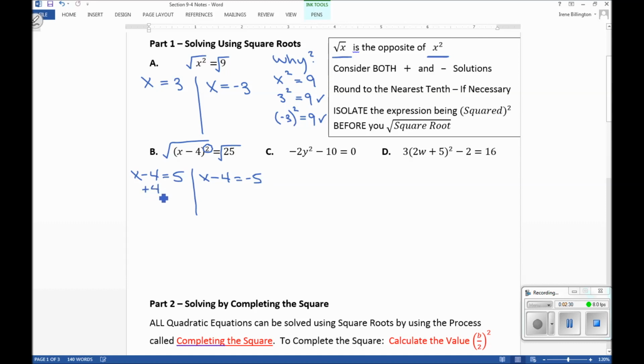Solve your solutions. Add 4 to each side. So x is equal to 9. And x is equal to negative 1.